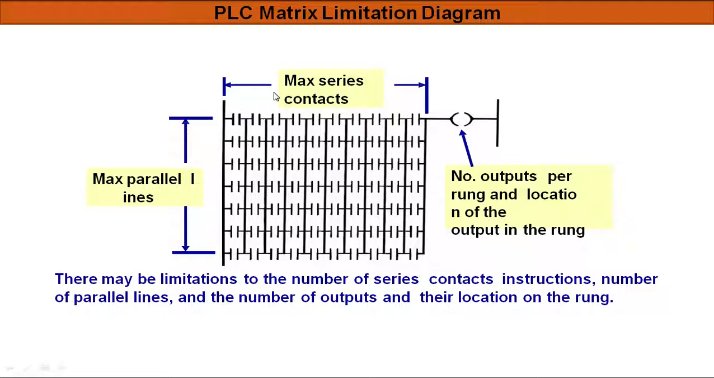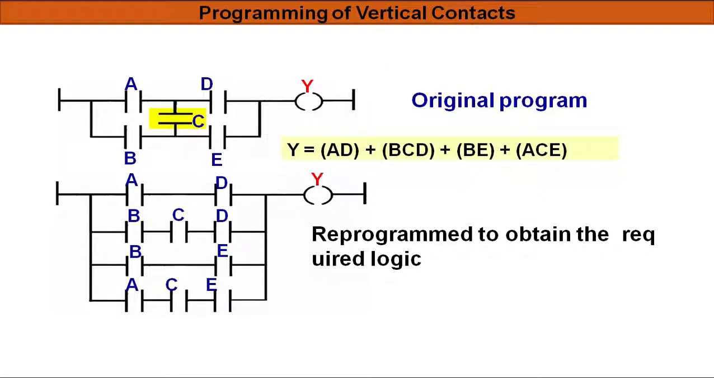PLC limitations. This is the maximum series contact. Max value, number of outputs per rung and location of the output. There will be limitations to the number of series contact instructions, number of parallel lines, and the number of outputs and their location on the rung. This is the maximum series contact. How could this be programmed with vertical contact?